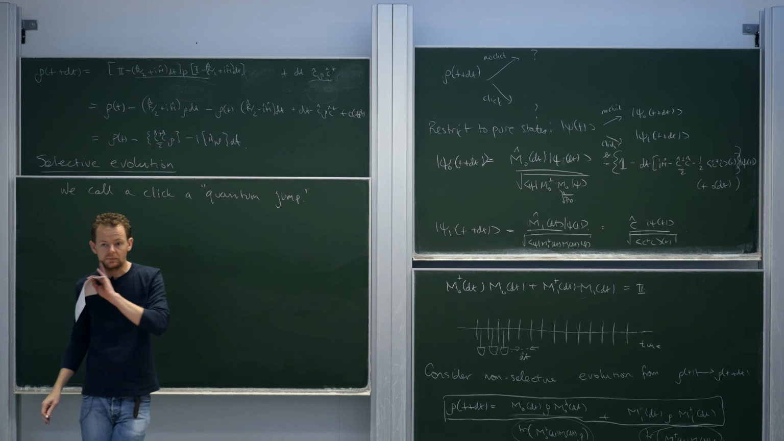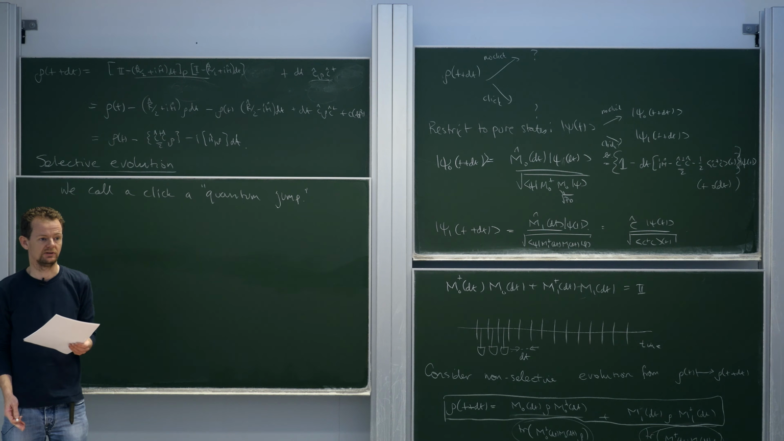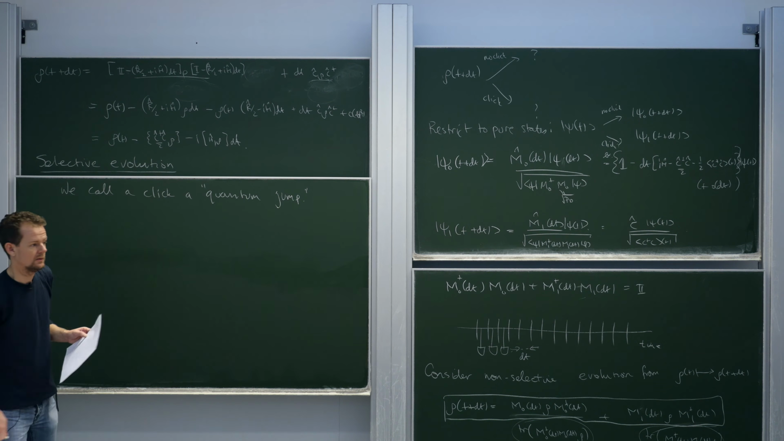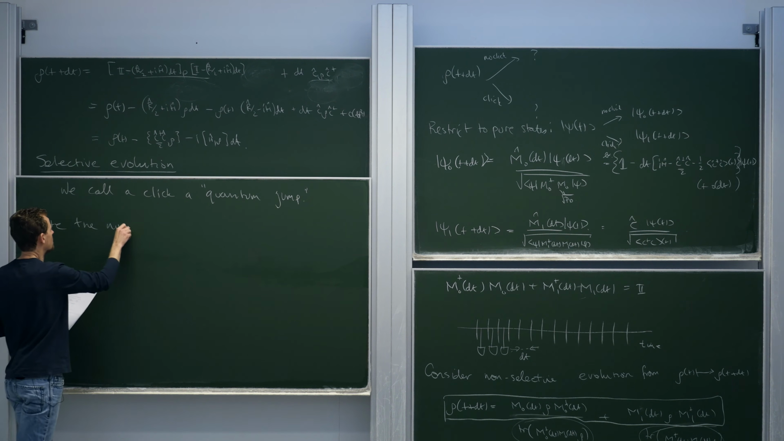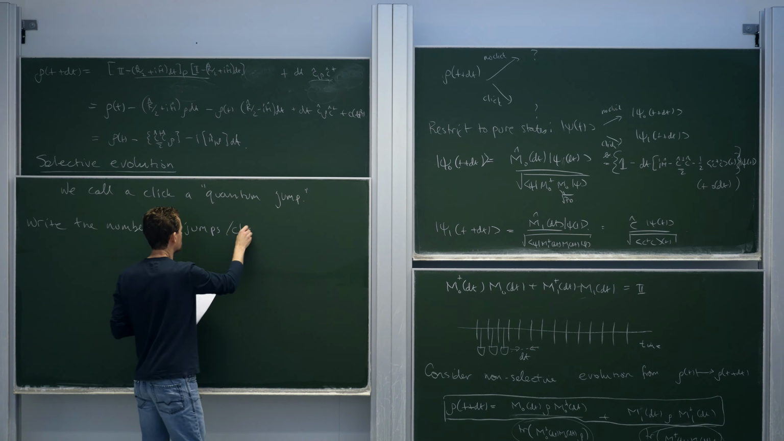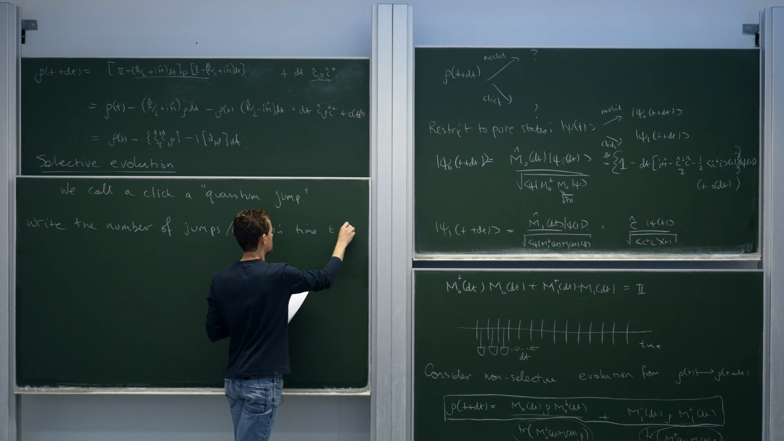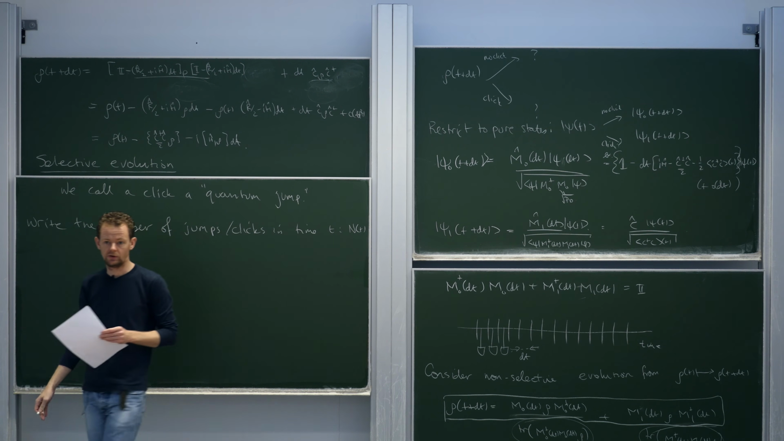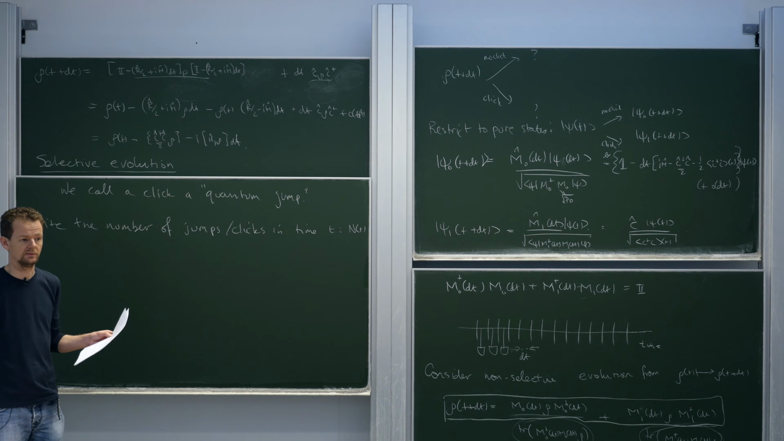As I said, these quantum jumps are a theoretician's toy, but they are also the best model we have for how conditionally evolved quantum systems behave. So we're going to write now a random variable, N(t). This counts the total number of clicks or jumps that have occurred in a time window 0 to t.